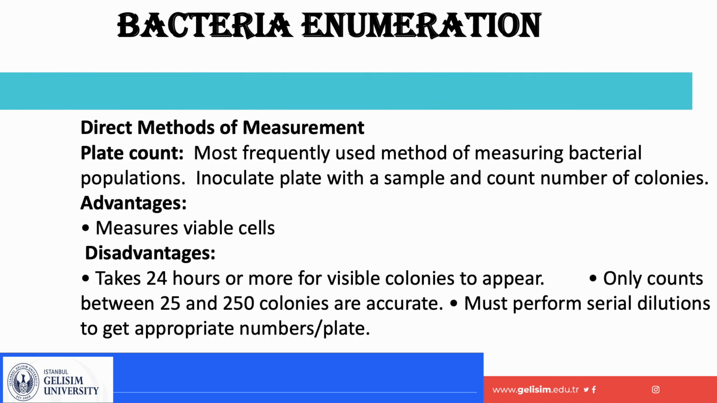Plate counts are a common direct method for measuring microbial growth, which involves spreading a sample of microorganisms onto a growth medium and counting the number of colonies that grow. The advantage is that it measures viable cells. However, it's slow. It could take 24 hours or longer for visible colonies to start to appear. Other thing is that you're only seeing counts between 25 to 250 colonies where we get an accurate measure. And you have to perform serial dilutions to get the appropriate numbers on plates.